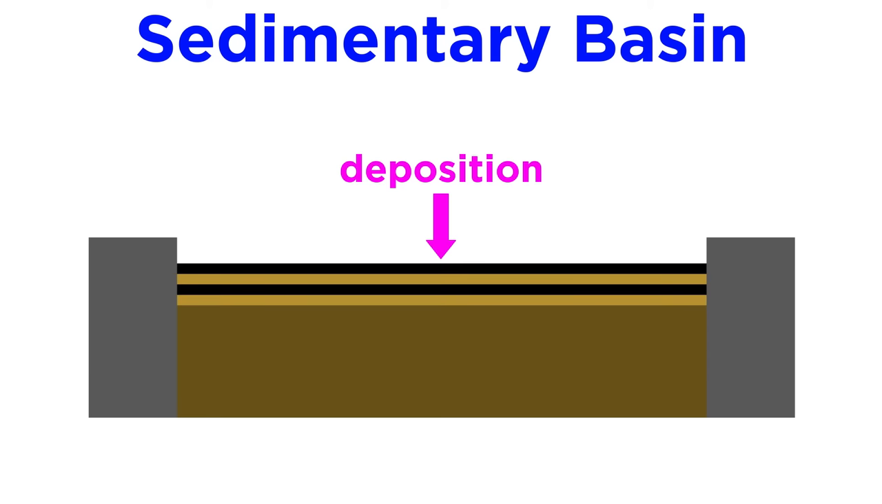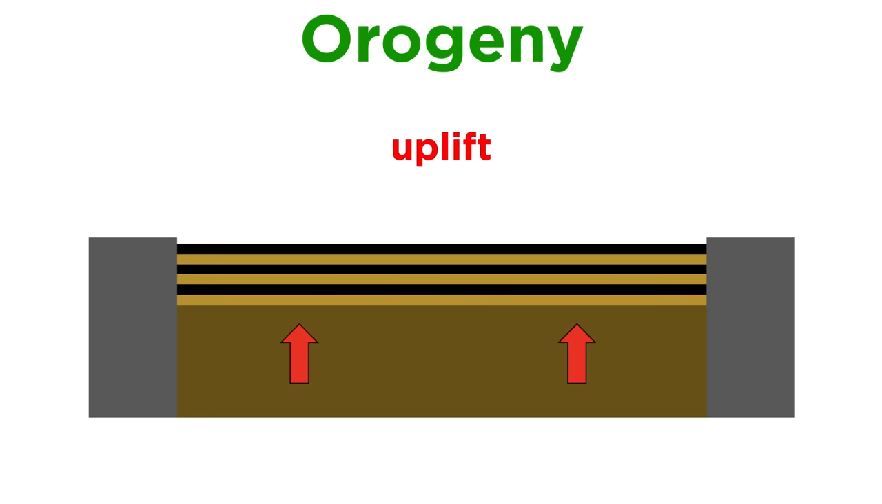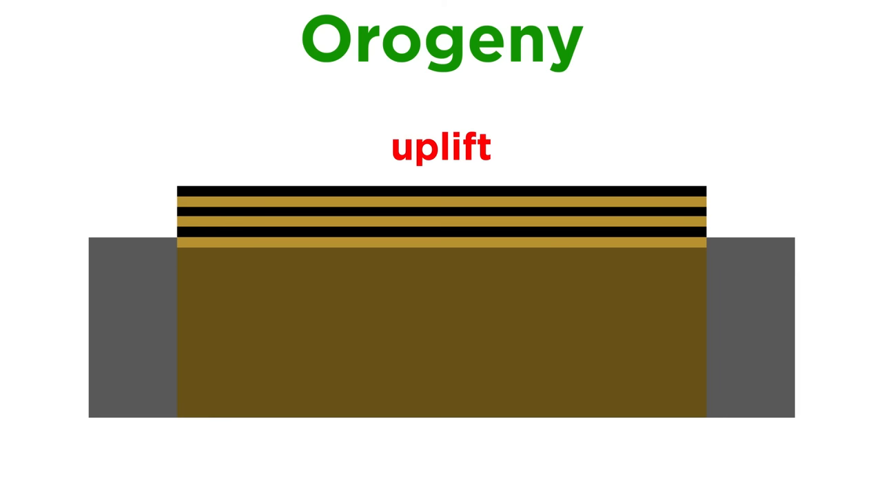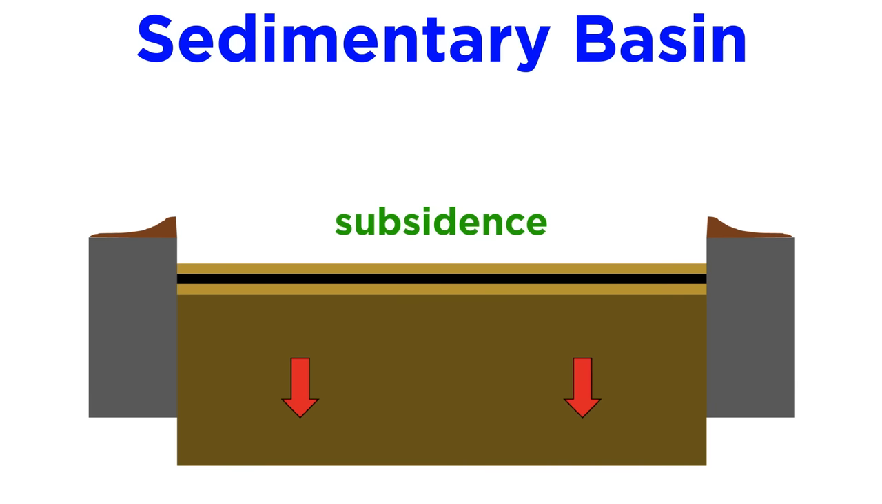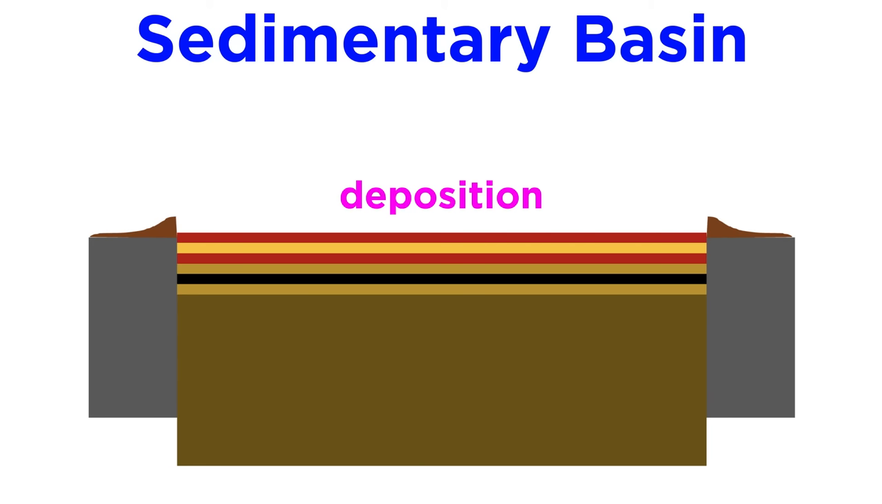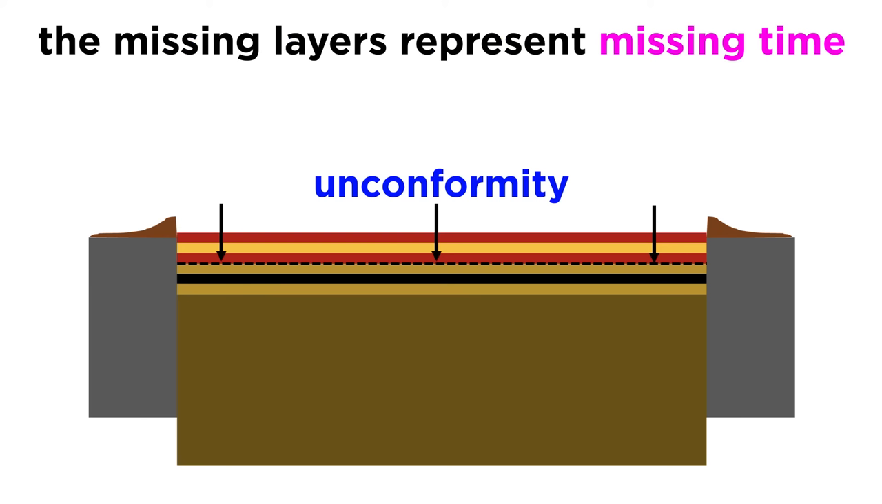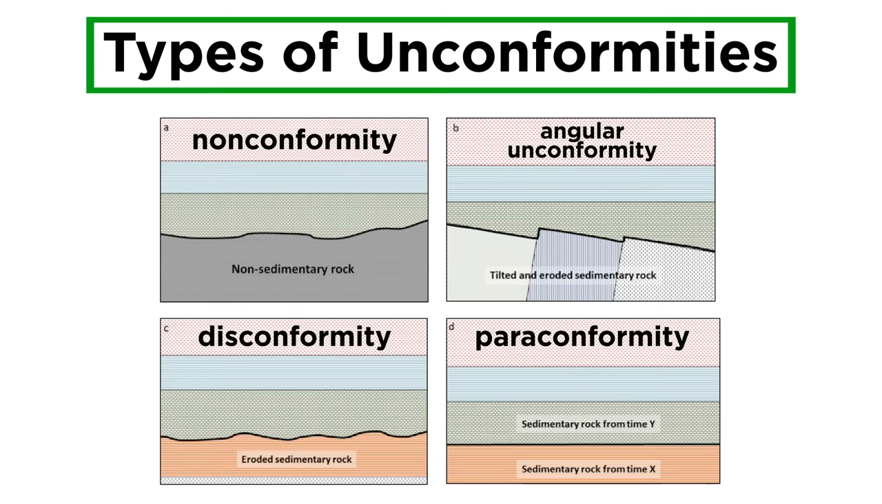Sedimentary rocks would be deposited during the first period, which would later get eroded during uplift, removing some amount of the sedimentary record, which would later be capped by sediments from the last period. The rocks that were eroded during uplift represent missing time, and the gap between the two sedimentary layers is called an unconformity. Let's rigorously define the types of unconformities.